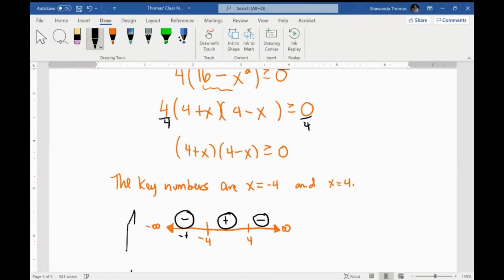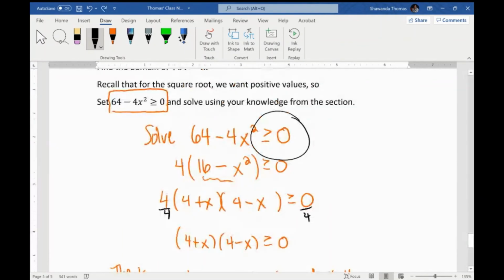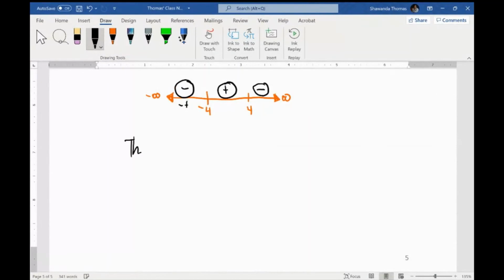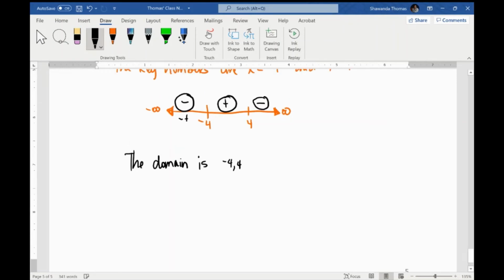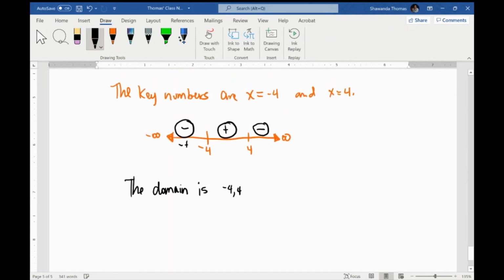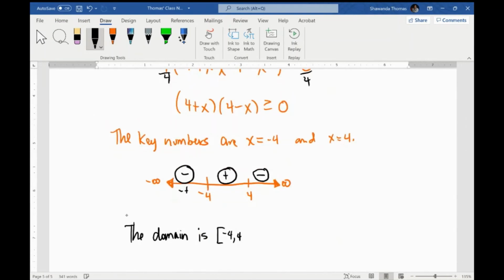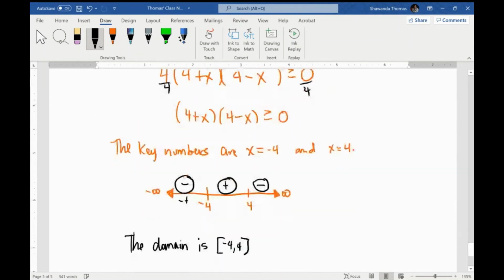All right. So what interval works? The domain is the interval that works. So what is the interval that works? From what to what? -4 to 4. All right. What do I put as the notation for this interval? What should be on the left and what should be on the right? Brackets. Why is it brackets? Because it's equal to 0.